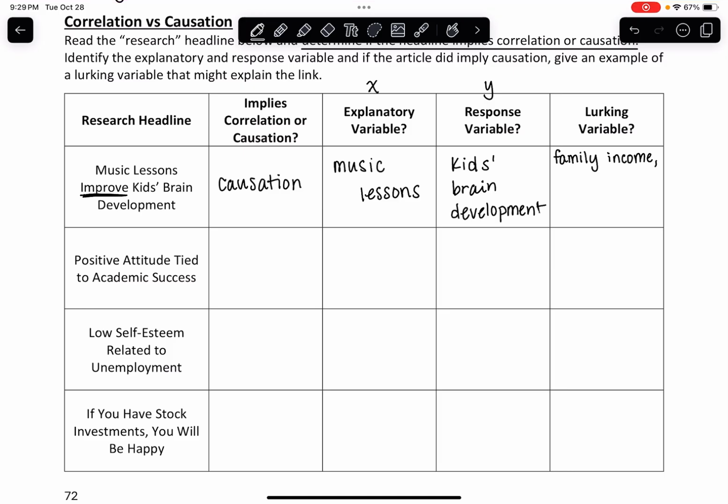Maybe these music lessons come from school. This could also just be directly related to the quality of the school the kids attend. We know that arts programs are one of the first things that schools cut when they're struggling with their budget. So a school that has a rigorous enough arts program to have music lessons available for the kids cares about the education their students are getting, which means it's probably a higher quality school, which is helping the students' brain develop. So those are just two examples of lurking variables for that example.